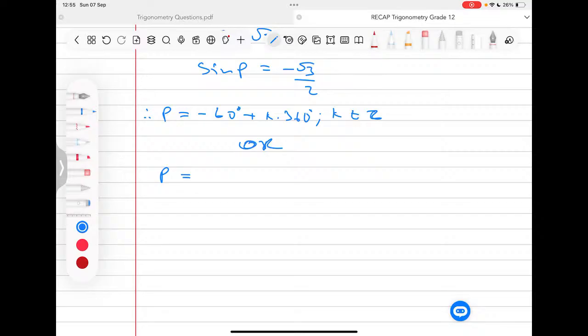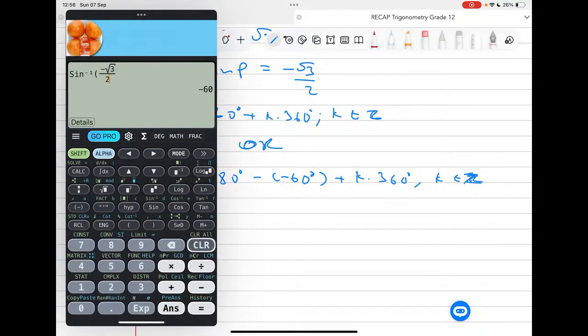So here we then have to look at the other condition that says P is equal to 180 degrees minus the sine inverse, which is going to be minus 60, because we know that the sine inverse is 60. We just took that, and we're going to have plus K 360 degrees. And again, here you have to say K is an element of integers. Very important to write that statement. They give you a mark for writing that statement.